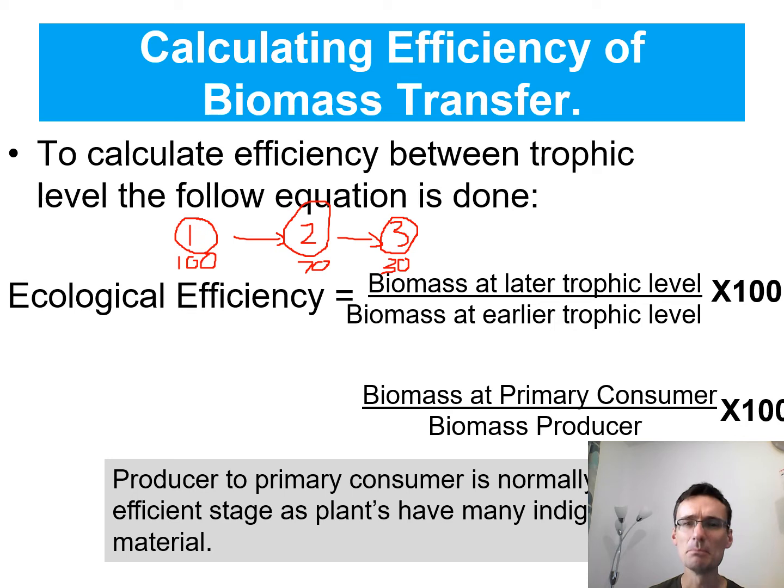So what you would do is the biomass at the later trophic level, so that would be 70, divided by the biomass at the earlier level, which would be 100, and divide those two together, times it by 100%. That would be 70%, because you'd end up with 0.7, and then you times that by 100%. Okay, or you could do the biomass at the primary consumer and then biomass at the producer. So you always do the previous, the earlier level on the bottom. So it'll always be 0 point something and then times it into percentage, because it should go down, so it should be less than 100%.